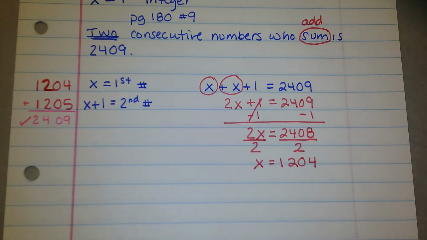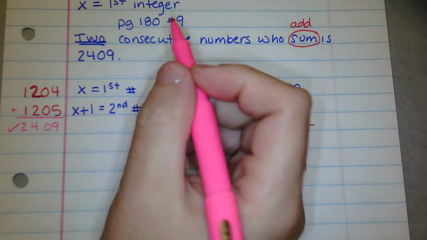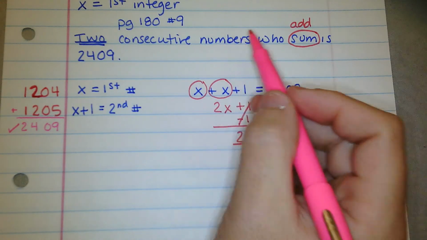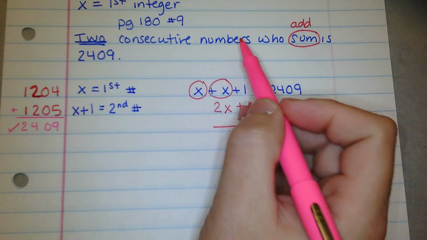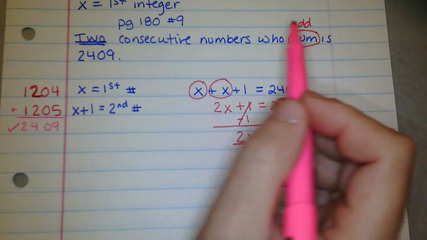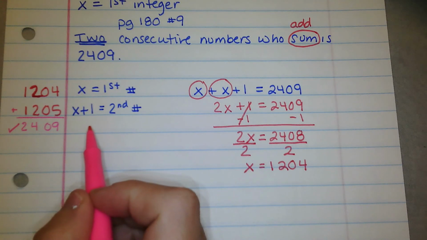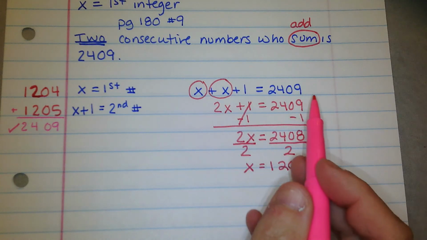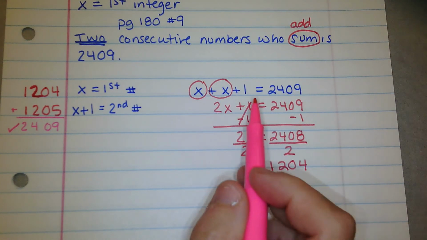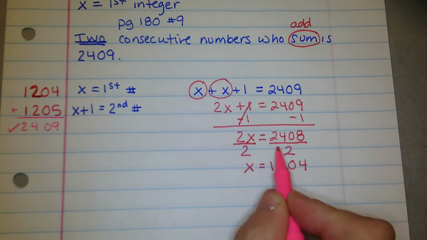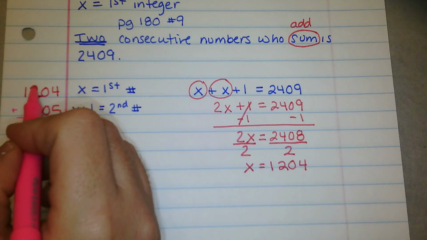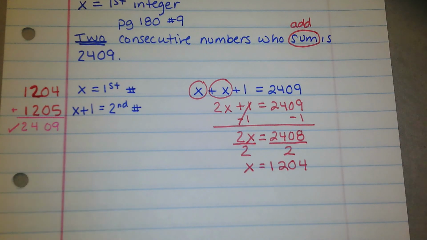Okay? So our answer to the question, what are the two consecutive numbers of doors whose sum is 2409: x is the first one. x plus 1 is the second one. We're going to add them up, set it equal to the total, and solve for x. 1204 is the first door, and 1205 is the second door.